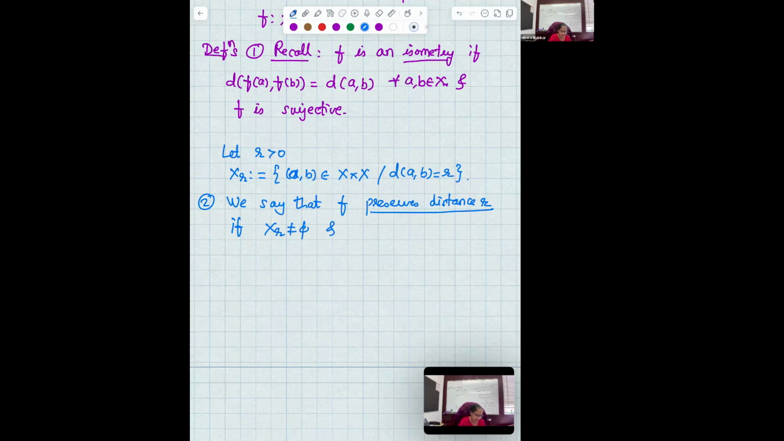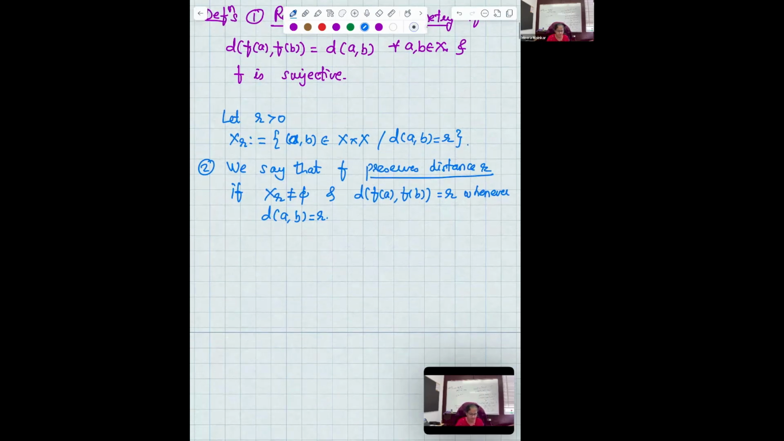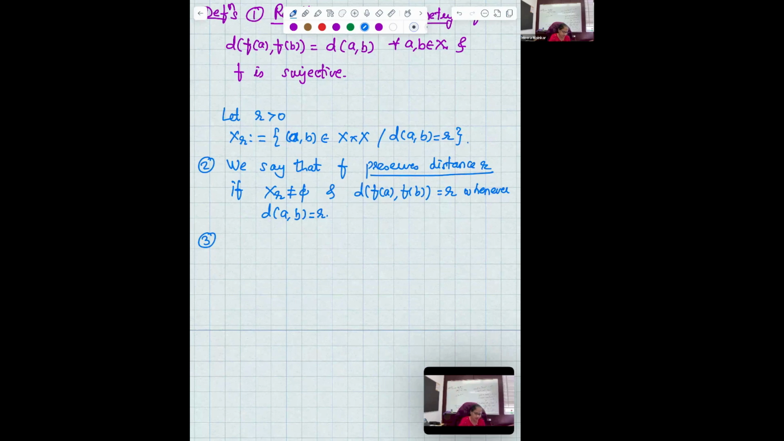And whenever the distance between a and b is R, then the distance between the image points is also R. So the distance between f(a) and f(b) is equal to R whenever the distance between a and b is equal to R. And definition 3 is that we say f preserves all distances if the distance between a, b is the same as the distance between f(a), f(b) for all a and b in X.